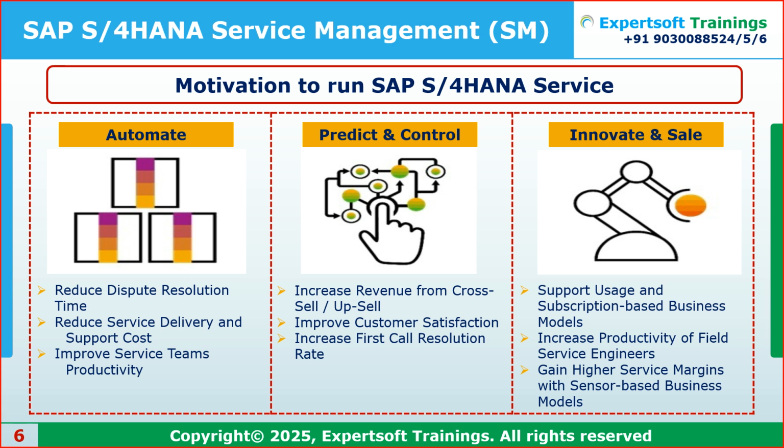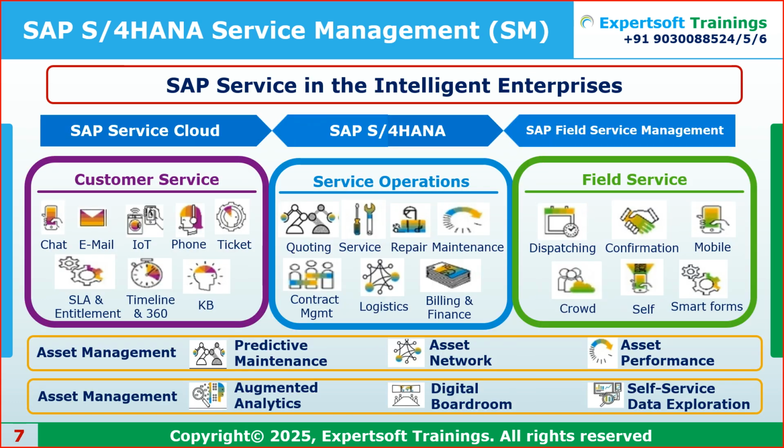We can see how we can leverage the SAP service in the intelligent enterprise module. Here we have customer service on your left hand side, where you have chat, email, IoT, phone and everything. Then you have service operations that we are using in the S4 HANA service, and then we have field service management, where we can leverage the field service management for the optimized field services for the technician.